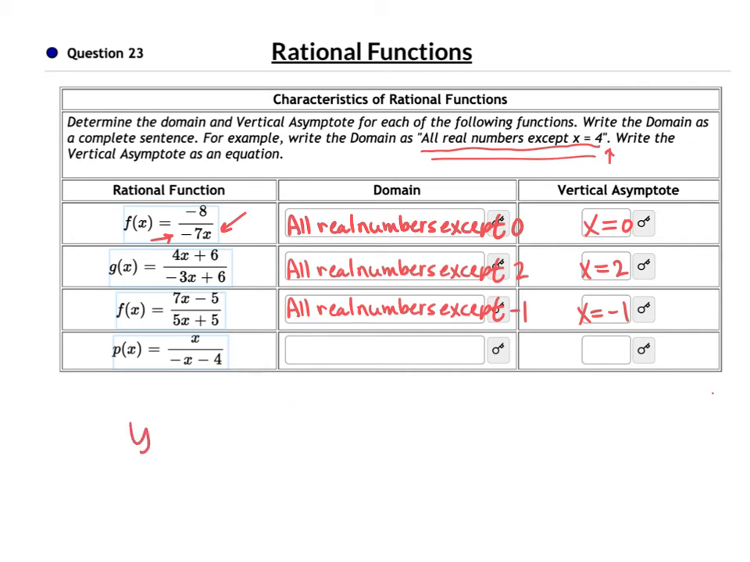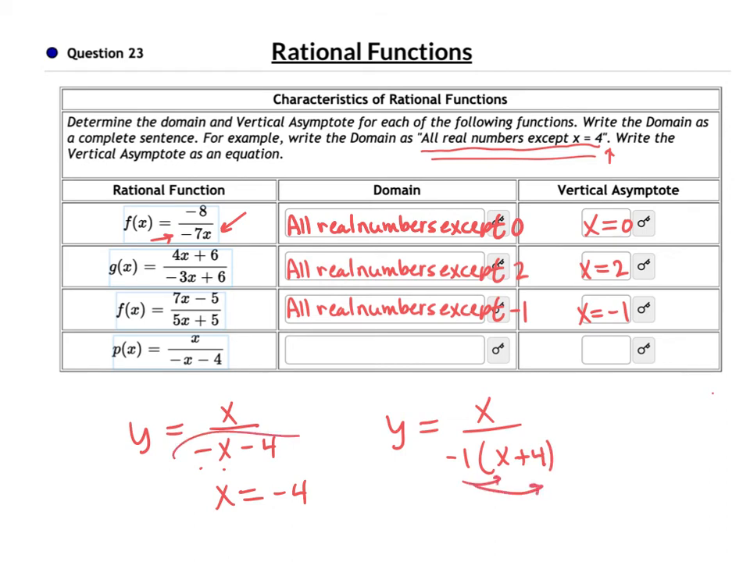The last one, y equals x over negative x minus 4. You can see here that x cannot be negative 4 because the opposite of negative 4 is 4, and 4 minus 4 is 0. Maybe it would have been better if you factored the denominator and pulled out a negative 1. Negative 1 times x plus 4. Notice that if I distribute the negative 1, I get that. And I can see here easily that x cannot be negative 4.